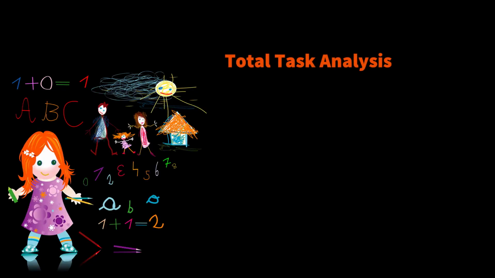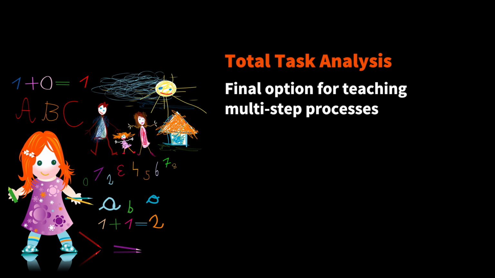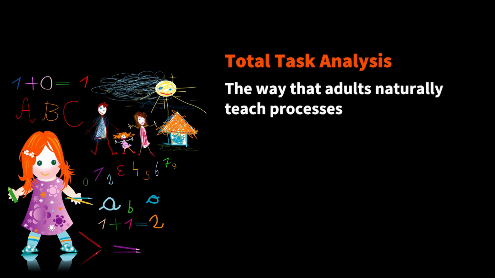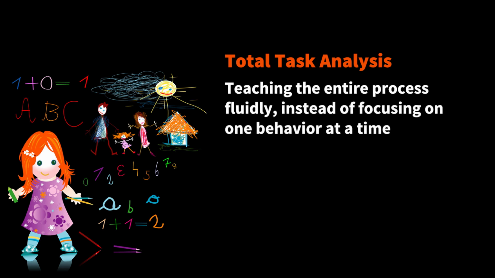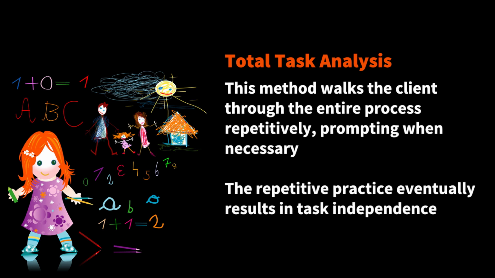This process continues until the first step in the chain is mastered. Total task analysis is the final option for teaching multi-step processes. Total task is the way that adults naturally teach processes to children outside the ABA world. Total task analysis is teaching the entire process fluidly, instead of focusing on one behavior at a time. This method walks the client through the entire process repetitively, prompting when necessary. The repetitive practice eventually results in task independence.